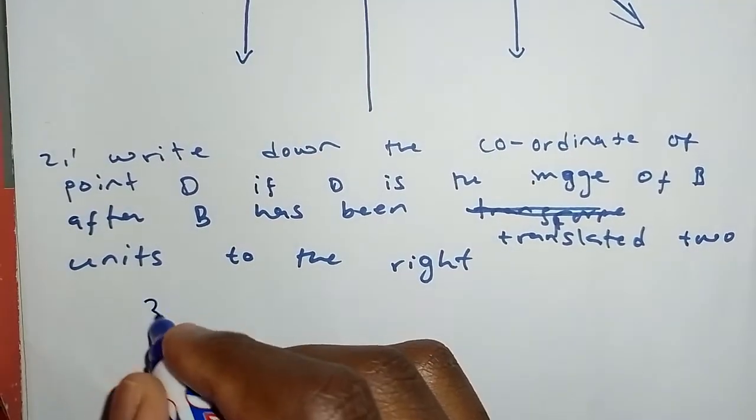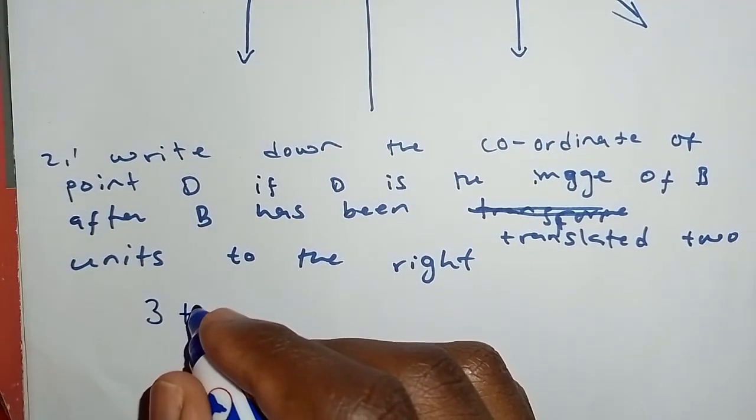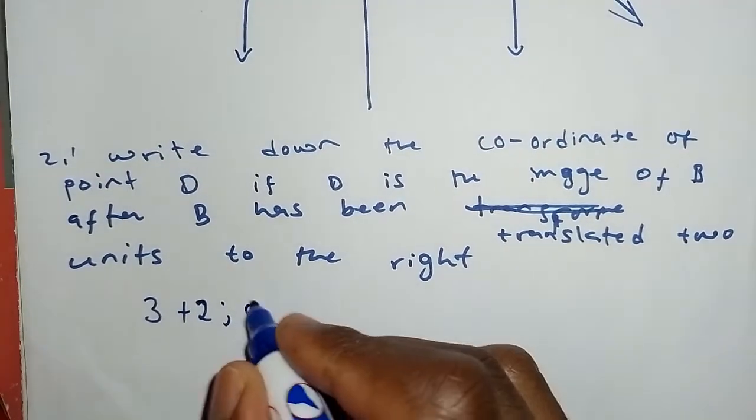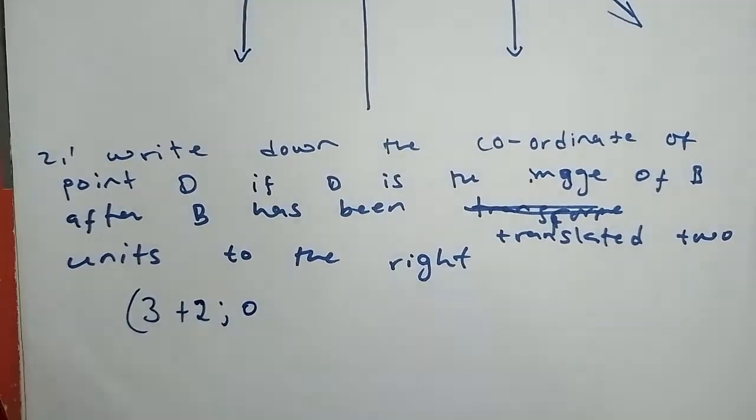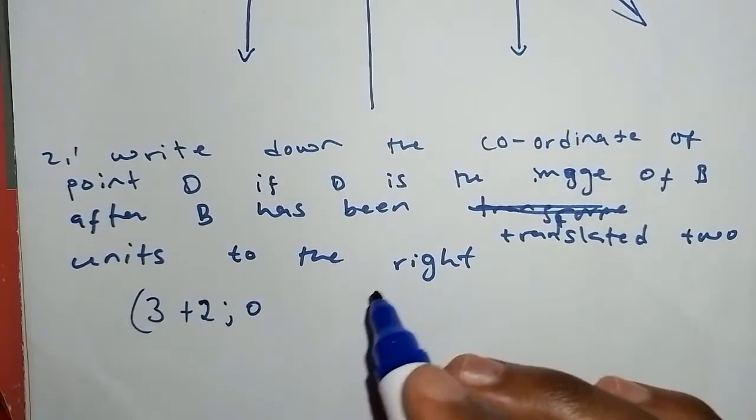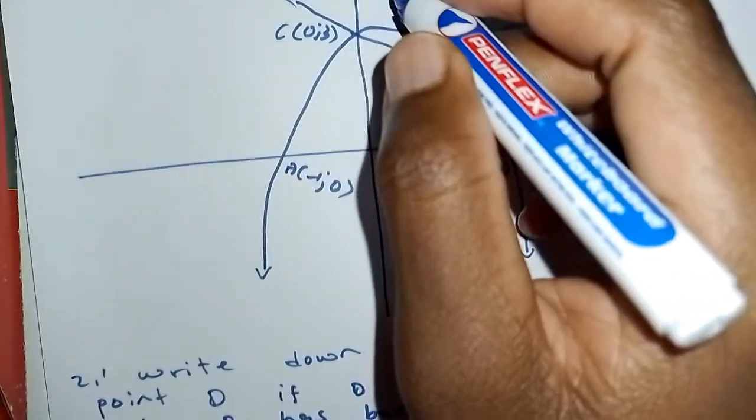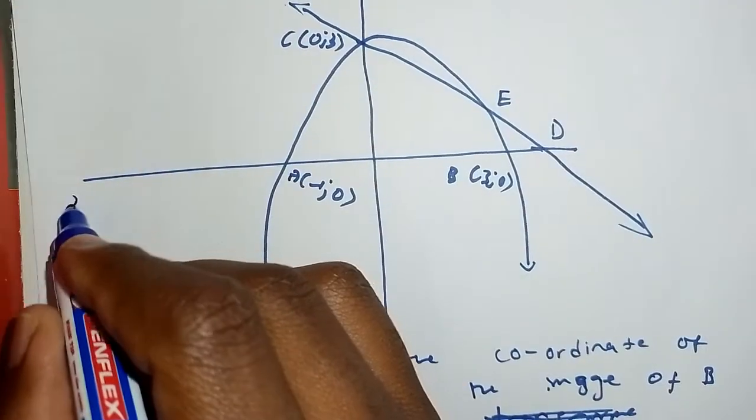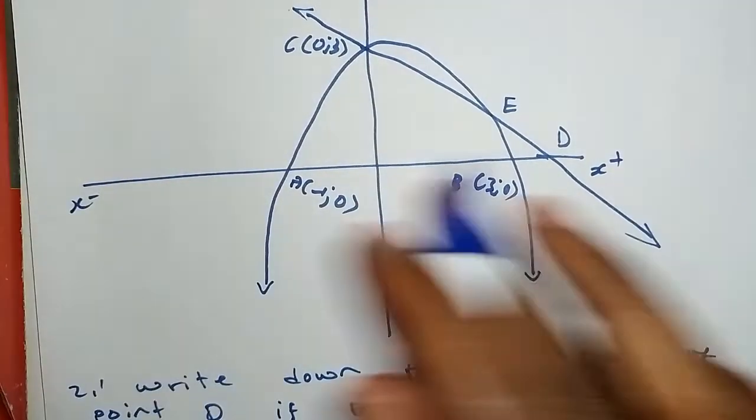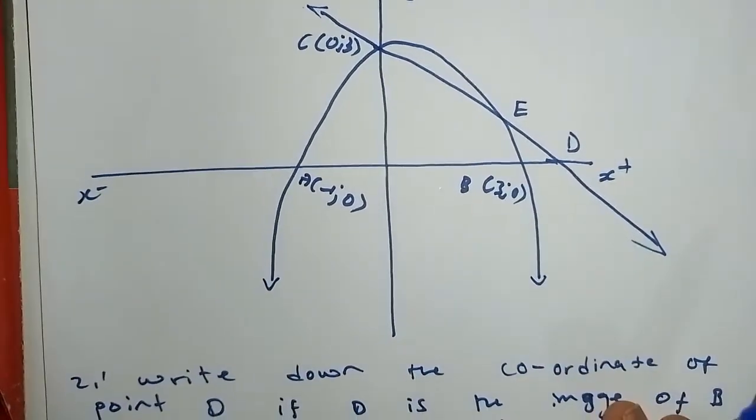So now we have 3. They said it's shifted 2 units to the right. We're going to add 3 and add 2, which equals 5, and y is still 0. Why? Because the shifting only affected the horizontal shift. Horizontal shift, what are we talking about? We're talking about the x movement. It only affected the x movement. The y movement was not affected, hence we still have y as 0, right?